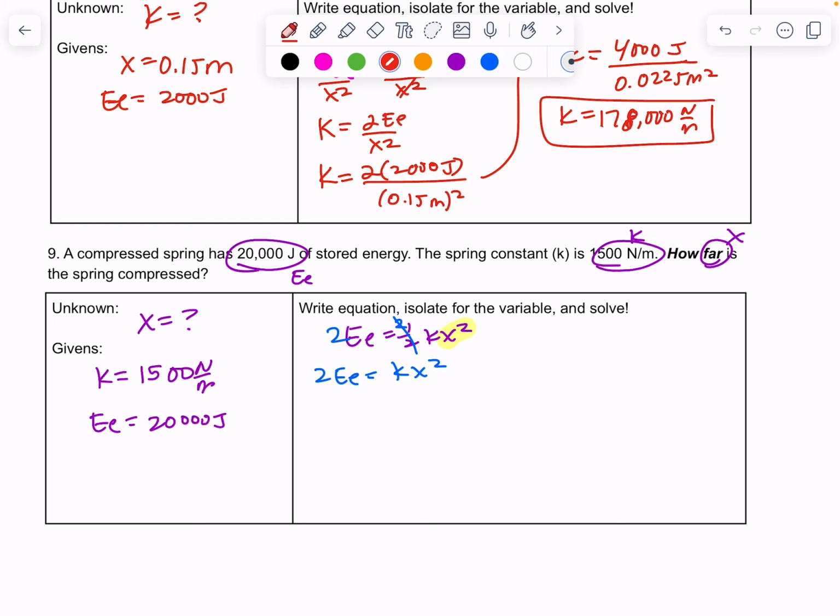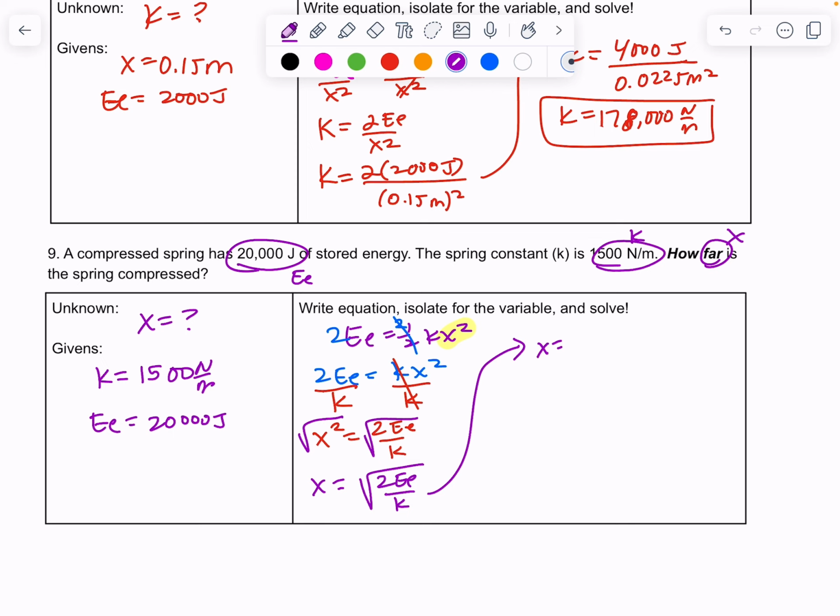Now I want the X squared, so I need to move the K over. You're going to divide by K on both sides. So now I have X squared equals 2EE over K. I don't want X squared, I just want regular X, so I have to square root that. So X is going to be the square root of 2EE over K. And now I can put in the numbers.